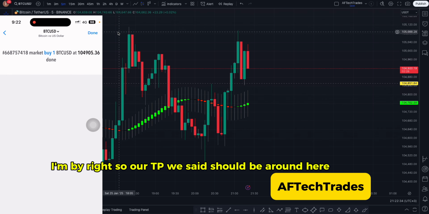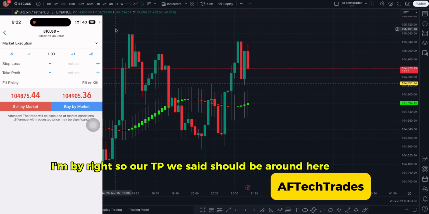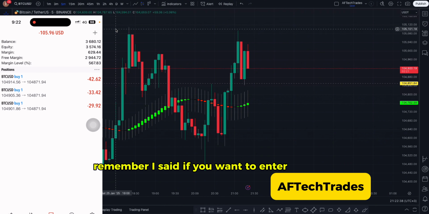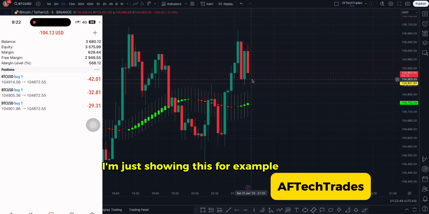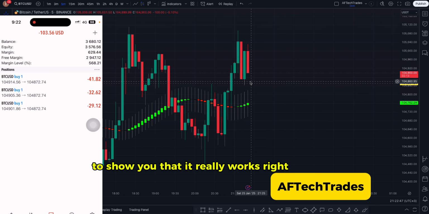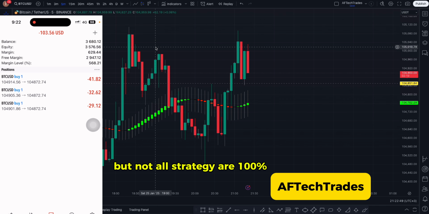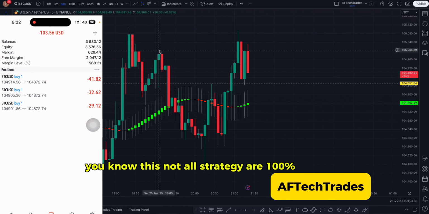Buy, right? So our TP, we said, should be around here. Remember I said if you want to enter, please do so after the close of this candle; we're entering this late. I'm just showing this as an example to show you that it really works, right? But not all strategies are 100%. You know this. You can see currently we are in a negative.